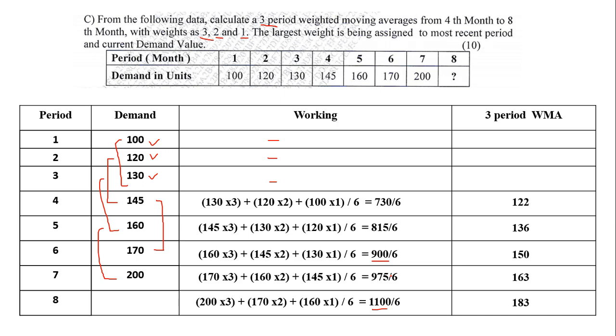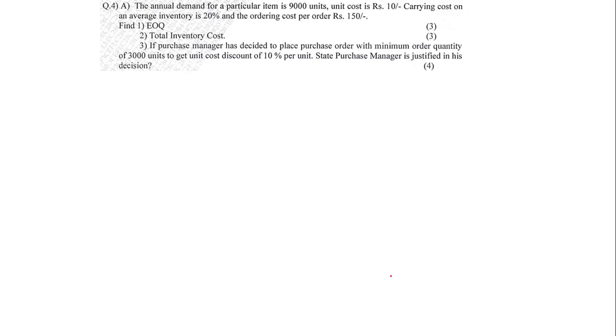Okay, let us see the next question which appeared. The question reads: the annual demand for a particular item is 9,000 units. The unit cost is rupees 10. The carrying cost is 20% and the ordering cost is 150 rupees. Find the EOQ, the total inventory cost, and third, if the purchase manager decides to place a purchase order with a minimum quantity of 3,000 units to get a unit cost discount, state whether the purchase manager is justified in his decision or not.